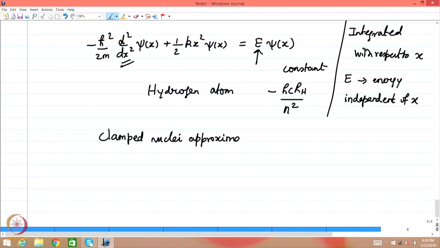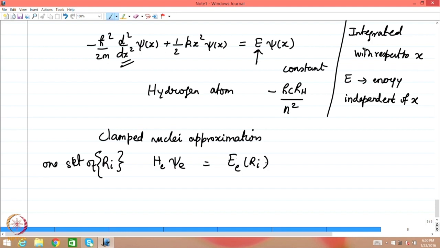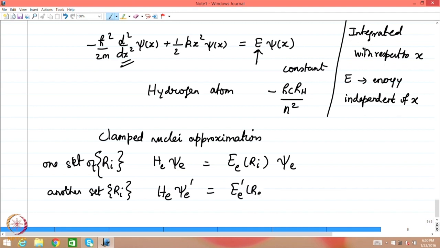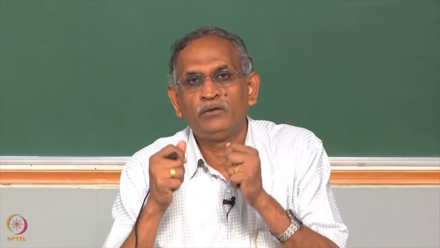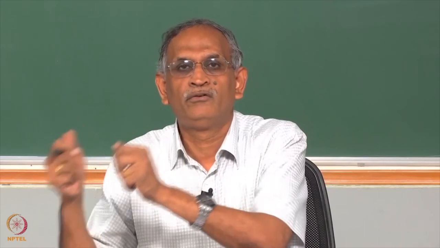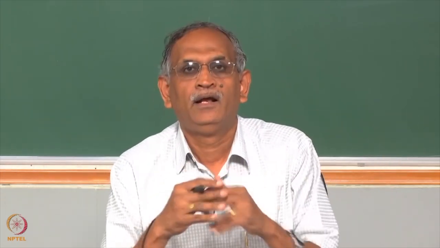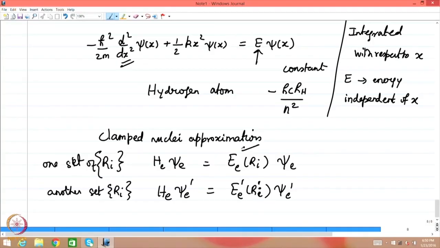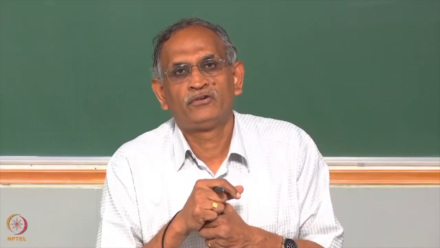Solving He psi e for one set of Ri gives you E, which is a function of that Ri, times psi e. Change to another set of Ri, you will get again another solution psi e prime, which will give you E prime, some other value. This is a different set of coordinates, Ri prime, and psi e prime. Therefore, what you do is solve the electronic equation for each and every possible set of coordinates of all the nuclei. And in that process, you generate electronic energies, Ee, which are functions of the positions of the nuclei.